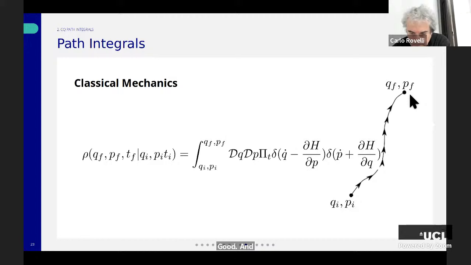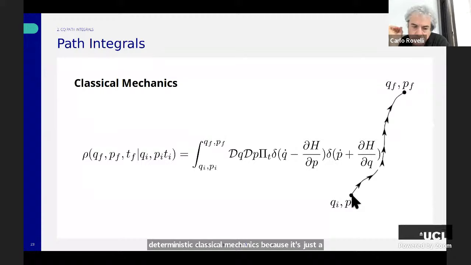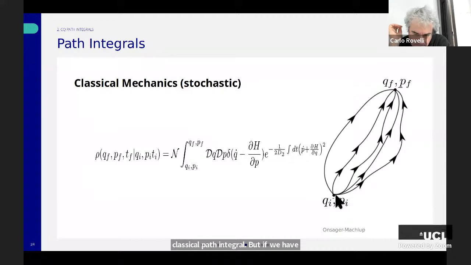In classical mechanics, the path integral is very boring for deterministic classical mechanics because it's just a delta function. There's only one possible path, so it's a bunch of delta functions at each time step. That is the very boring classical path integral. But if we have a stochastic theory, then there are different paths and they will contribute to the probability density. We can imagine that initially we have a particle at a particular point in phase space, Q and P. We want to know the probability density of it going to a final point in phase space.